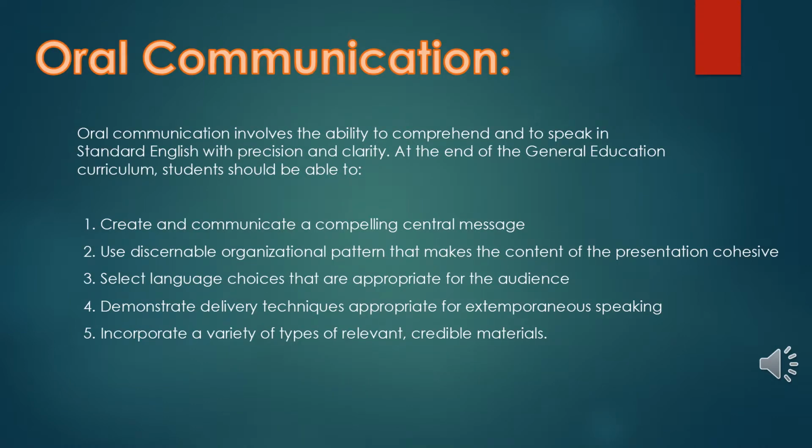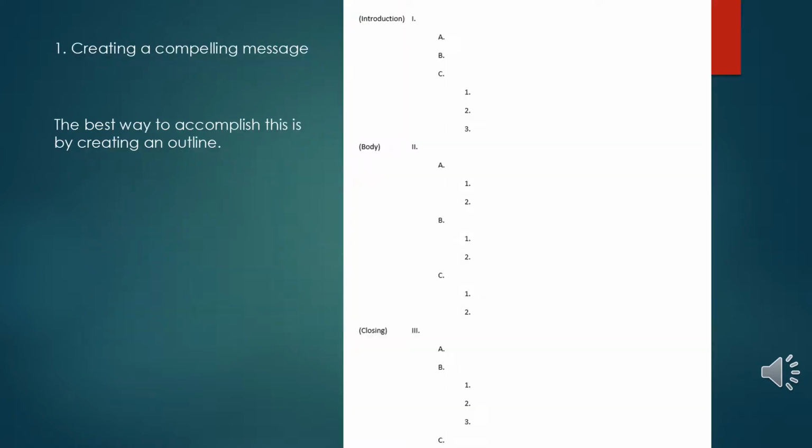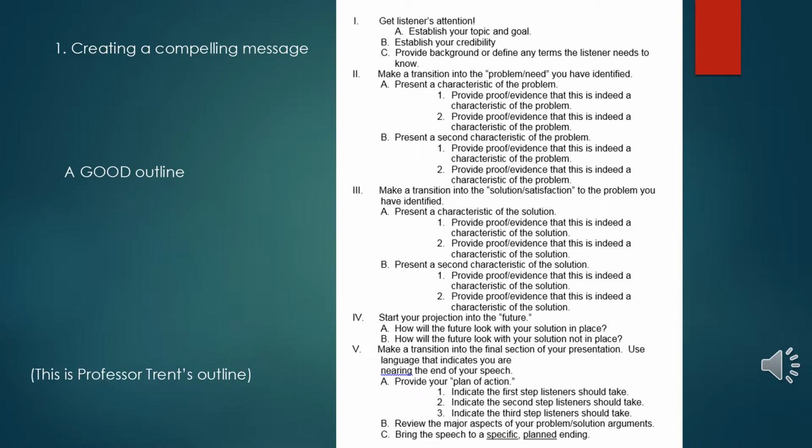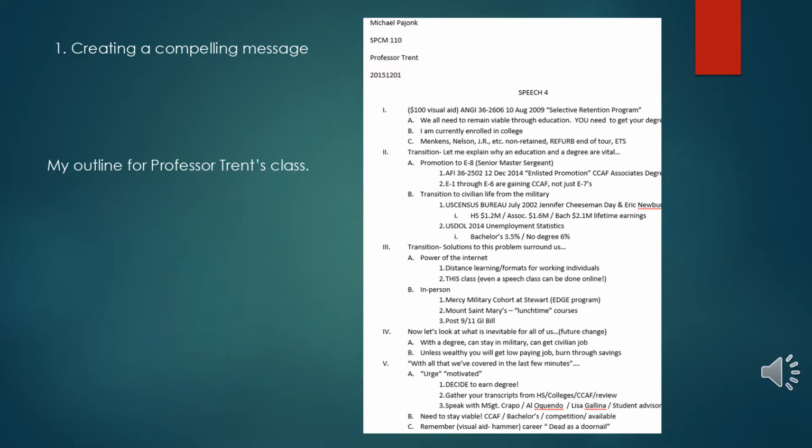Oral communication. This involves the ability to comprehend and to speak in standard English with precision and clarity. When creating a compelling message, it helps to build an outline to organize your ideas. It is important to use a good outline. This is the example that Professor Trent provided. Here is the outline for my final presentation.